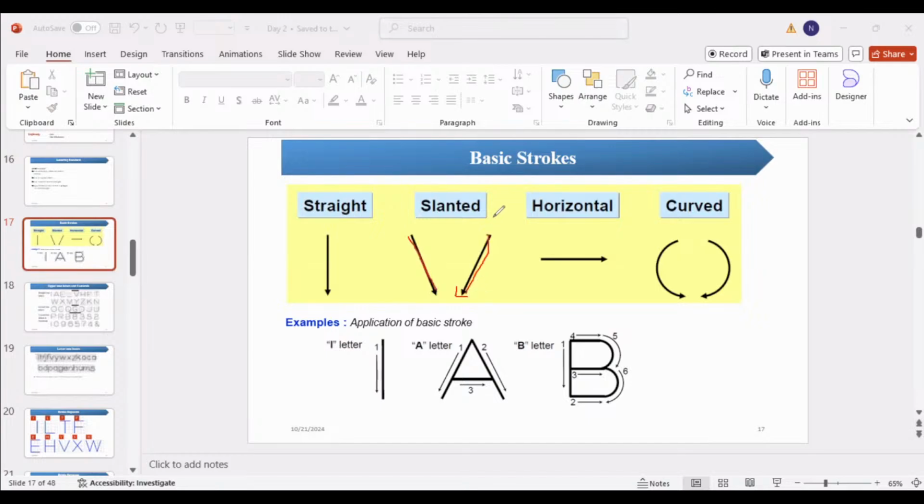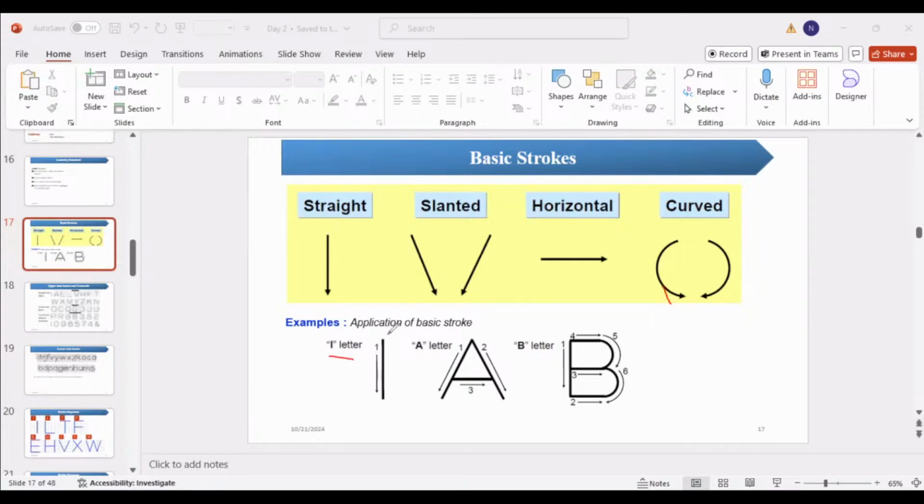So normally we draw a slanted stroke starting from the top and ending at the bottom. Right? That is one basic stroke. So the horizontal stroke is there, then the curved strokes are there. Okay. So these are the basic strokes.